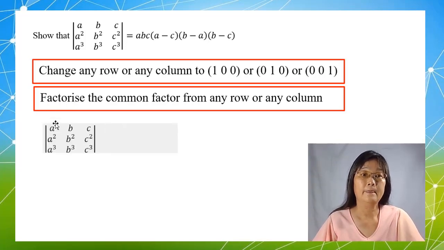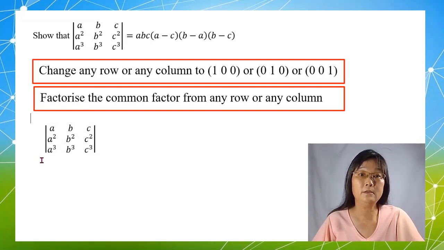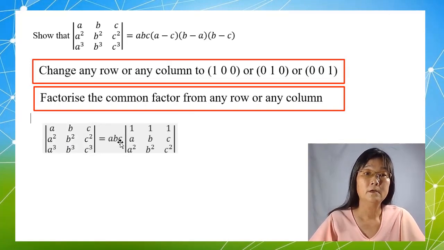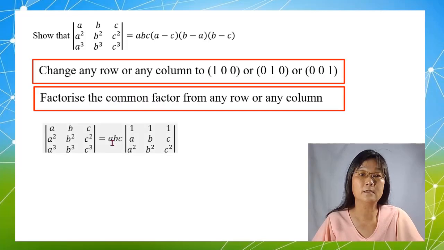Now let's start. When we look at the determinant, first I can see that there are common factors in the first column, second column, and third column. That is A from the first column, B from the second column, C from the third column. So first I factorize the common factors, that is A, B, and C. After factorizing, I will get this determinant.